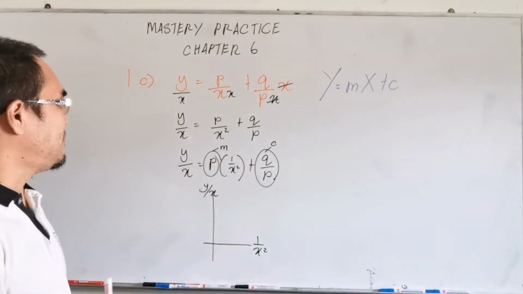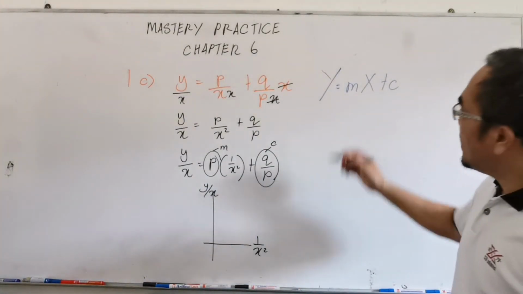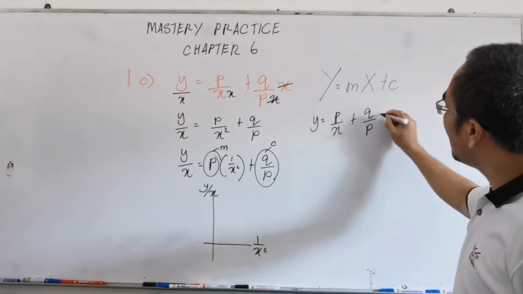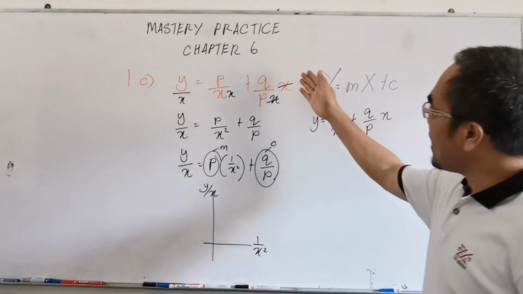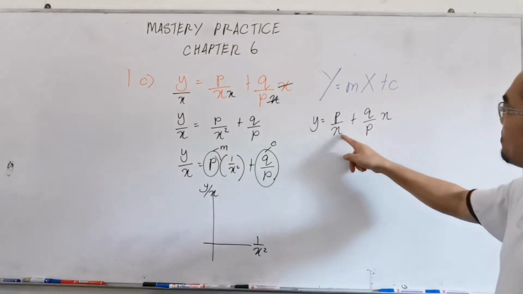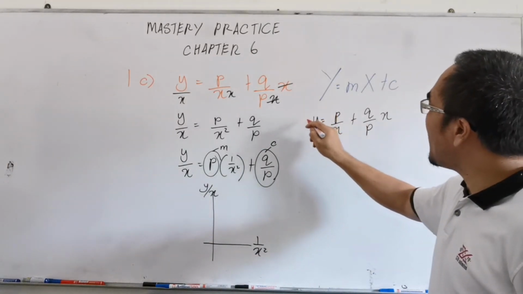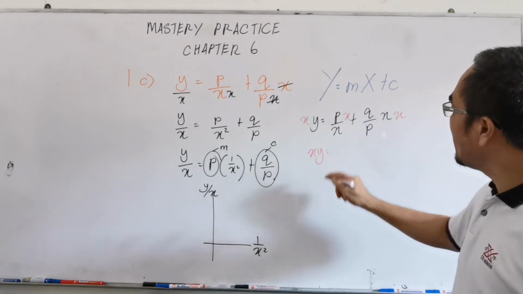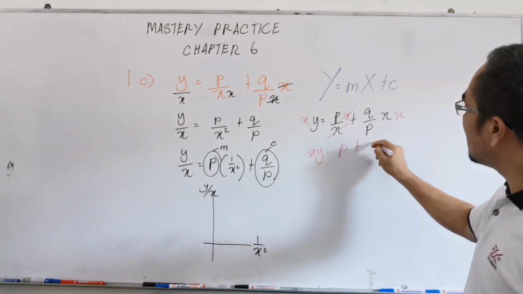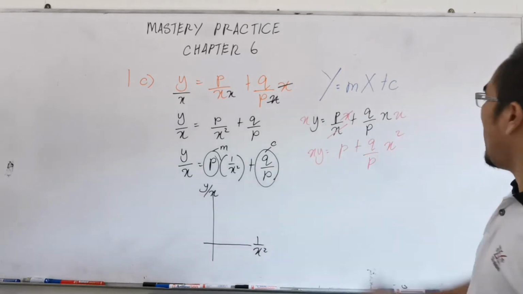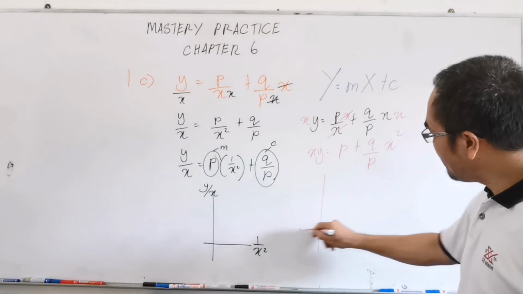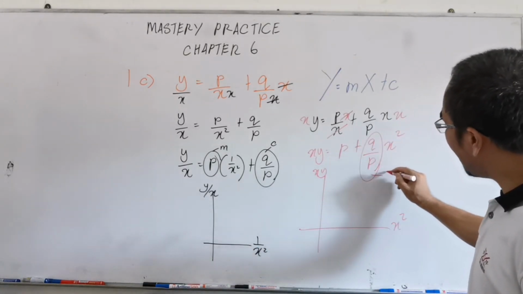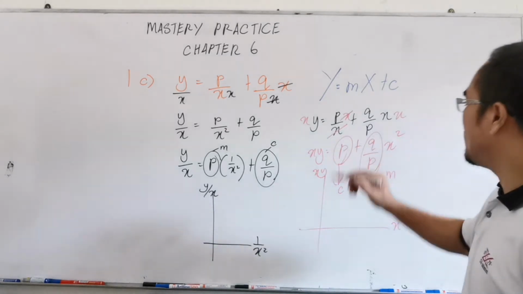Okay, so this is a straight line. Is there any other option? Yes. I will rewrite the equation p over x plus q over px. The first time I eliminated this x. Now, is it possible to eliminate this x? Yes, if you multiply by x. So the equation becomes xy equals p plus q over px squared. Now the graph will be xy against x squared. The gradient is represented by this, and the c is this one.